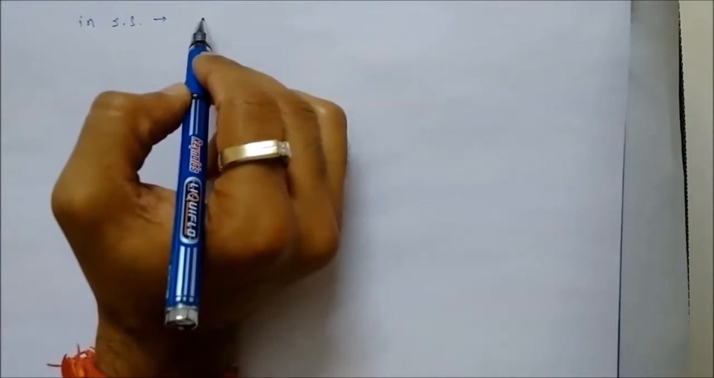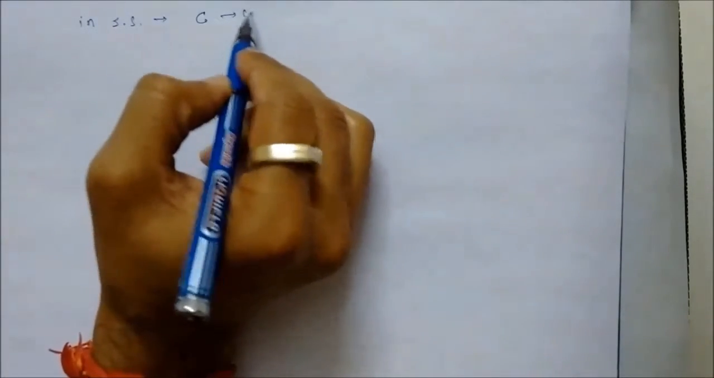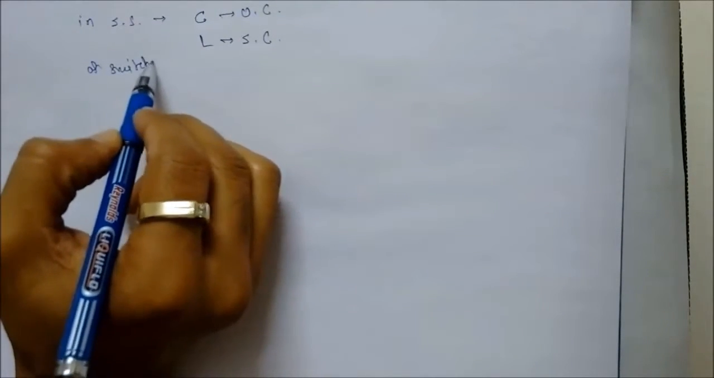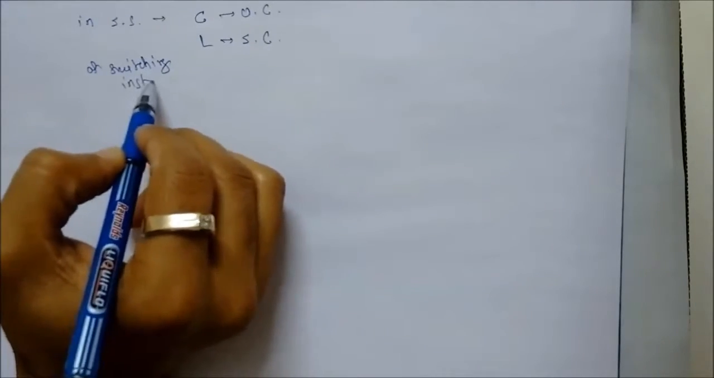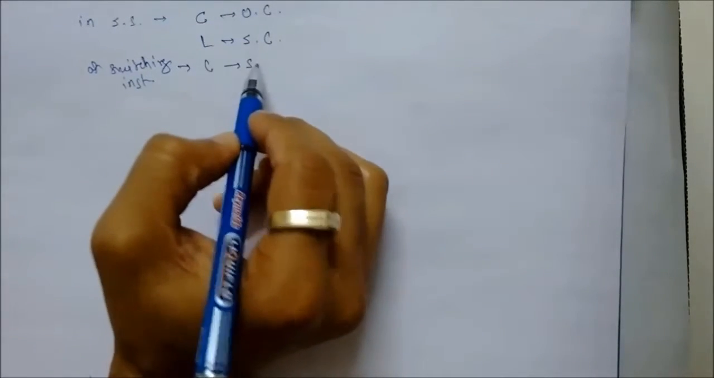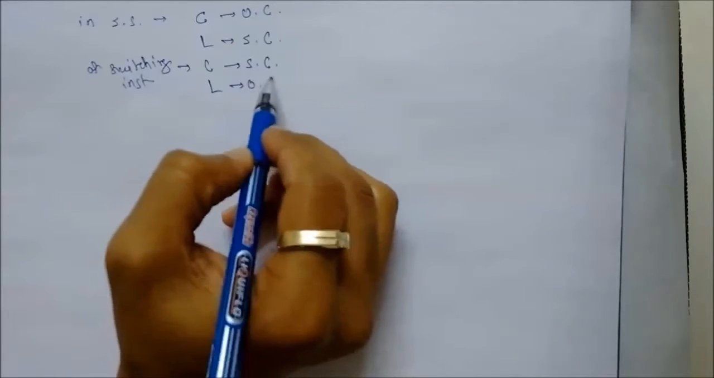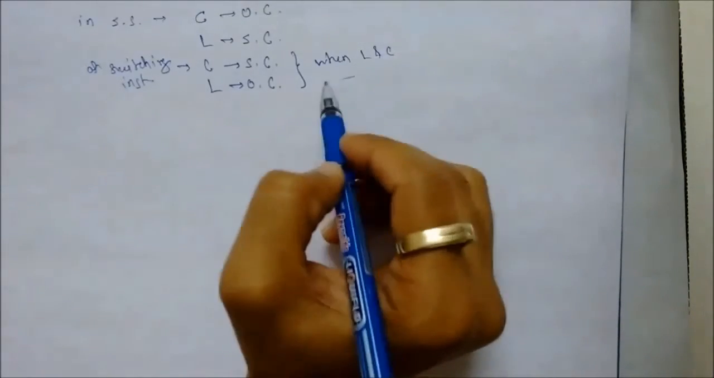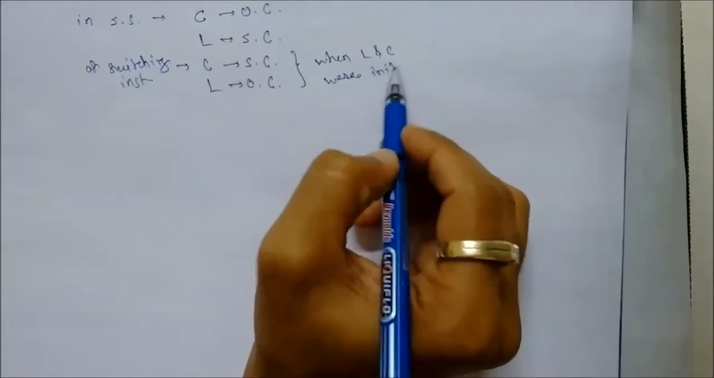So till now we have seen that in steady state, the capacitor acts as an open circuit and the inductor acts as a short circuit. At the switching instant, the capacitor acts as a short circuit and the inductor acts as an open circuit. Now we have seen the switching instant condition when L and C were initially discharged.